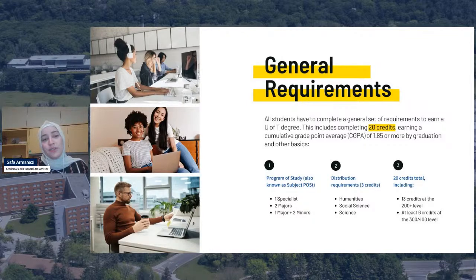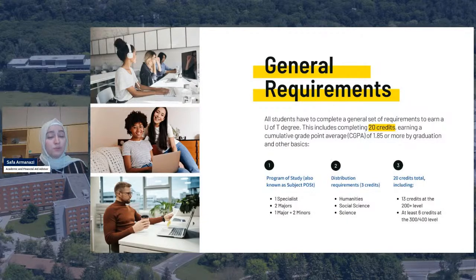Okay, so the general requirements. What are these general requirements? All students at UTM must complete a general set of requirements as part of their U of T degree. This includes completing at least 20 credits and earning a cumulative grade point average, or what we refer to as CGPA, of at least 1.85 by graduation time. And of course, there are other basic requirements, one of which is the program of study, or what we refer to as subject POSt. You'll hear this term more often as you start your UTM studies. Subject POSt stands for program of study, and there is a minimum combination of programs that you need to complete as part of your degree requirements: either one specialist, or two majors, or one major and two minors.